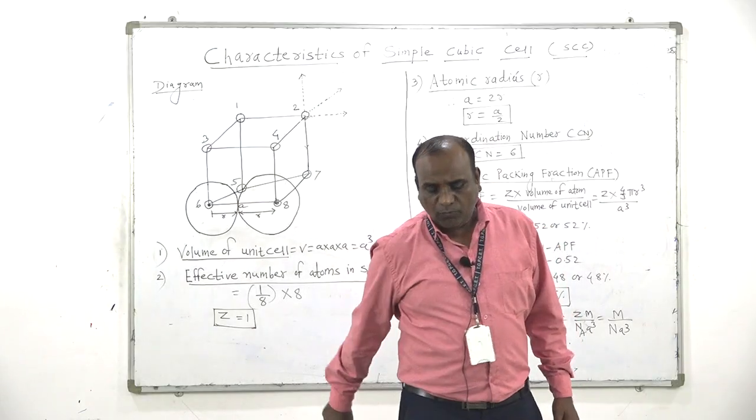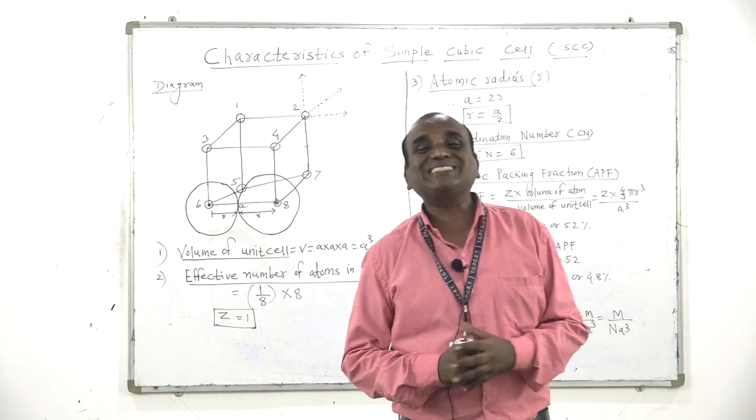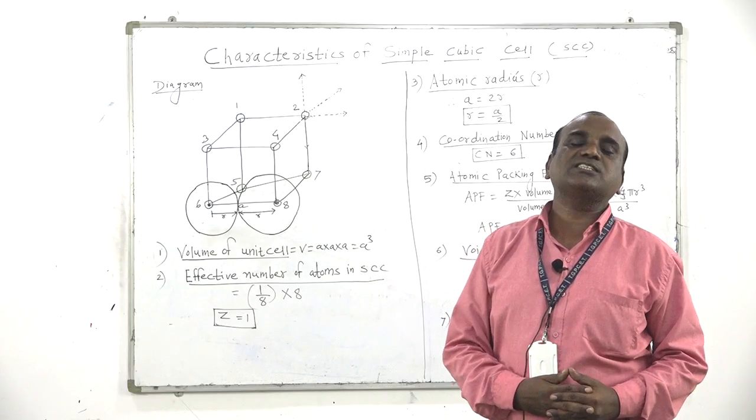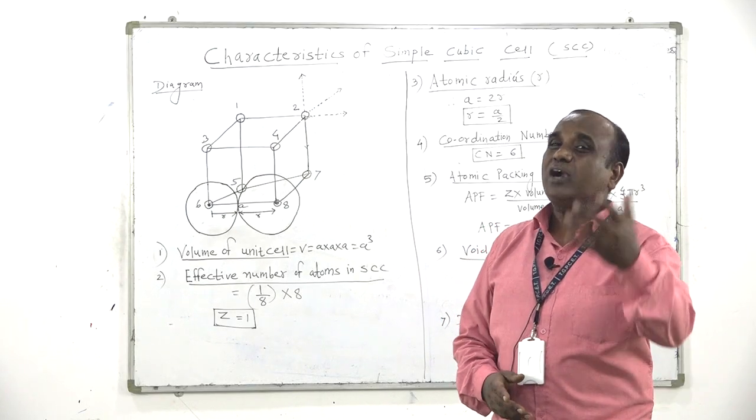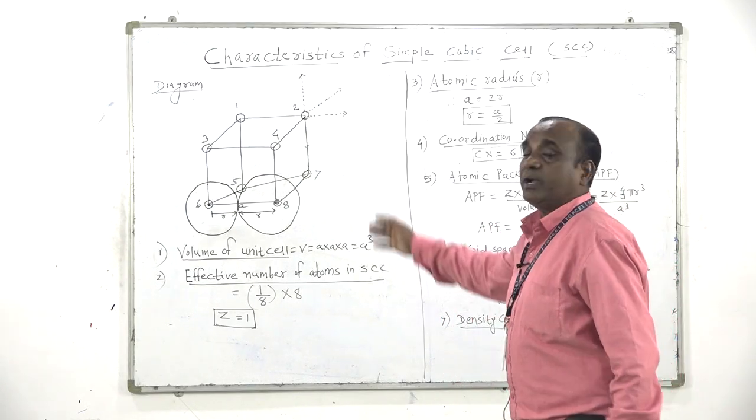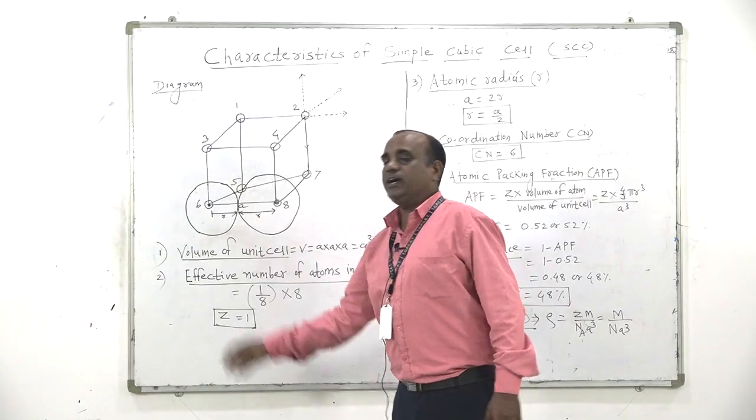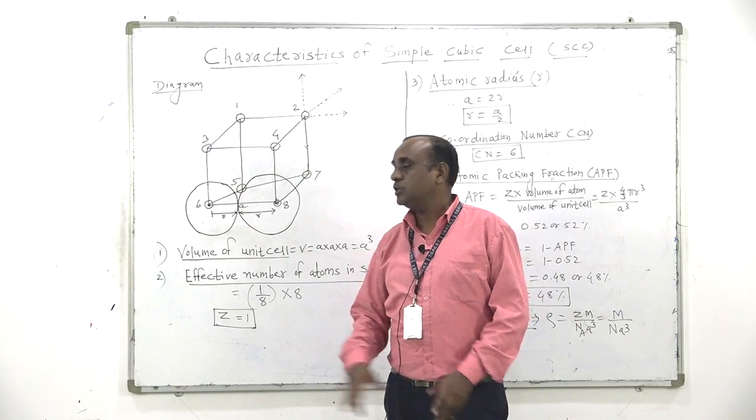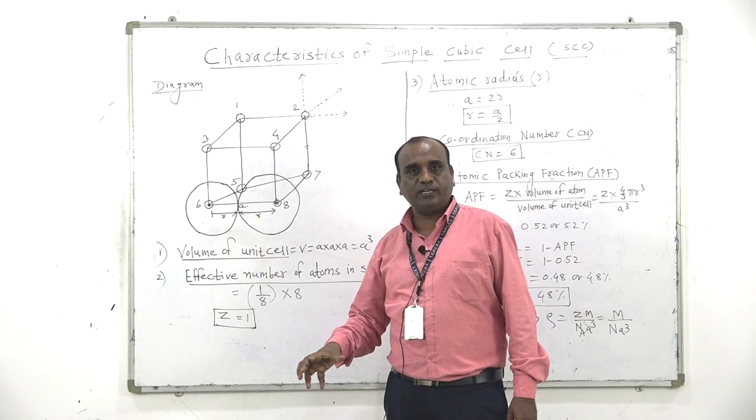So now, to study the basic structure of simple cubic cell, you must know the characteristics of simple cubic cell. And what are those characteristics? One by one we will study. Number 1. The first characteristic of simple cubic cell is volume of unit cell.